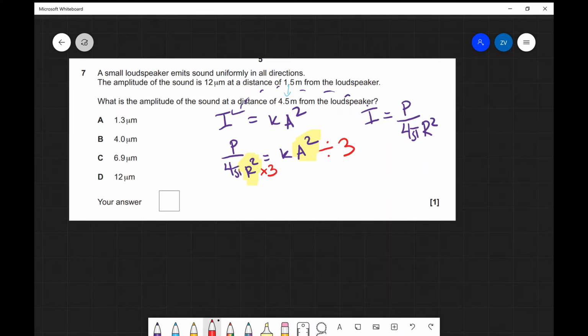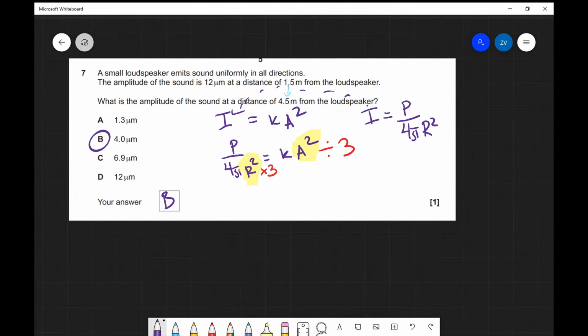So if A was 12 micrometers before, if you increase the distance by a factor of 3, then A must decrease by a factor of 3. So the correct answer will be 12 over 3, which is 4. So B, 4. There are quite a few different ways of tackling this problem, but I thought this is probably by far the easiest because ultimately this is a 1-marker question.